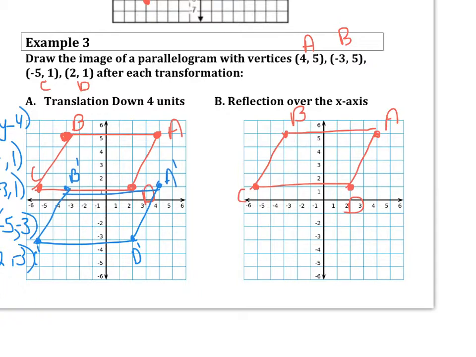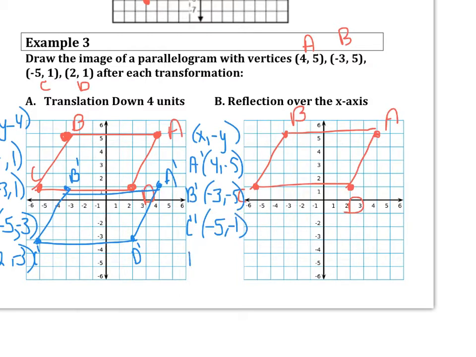So remember what's going to happen if we're going to reflect over the x-axis. The x-coordinate will stay the same, but the y-coordinate will become its opposite. So let's start with A prime. So A was originally 4, 5, so now it will be 4, negative 5. B prime was originally negative 3, 5, so it will be negative 3, negative 5. C prime was negative 5, 1, so it'll be negative 5, negative 1, so only the y is becoming its opposite. And D prime was 2, 1, so it'll now be 2, negative 1.